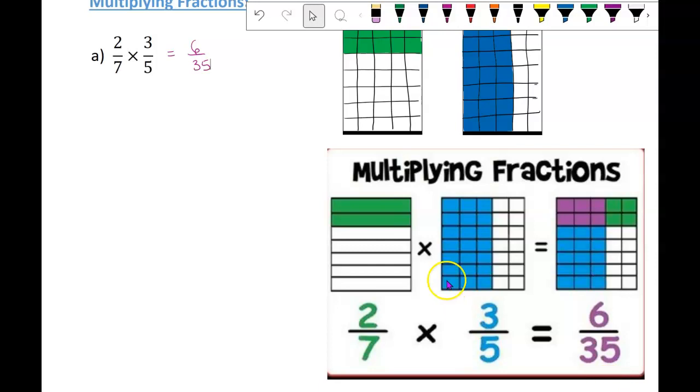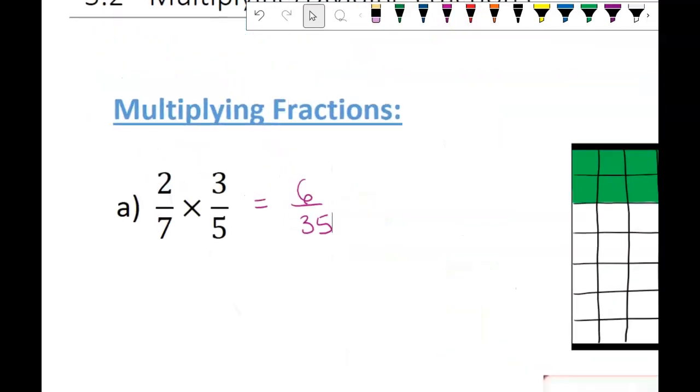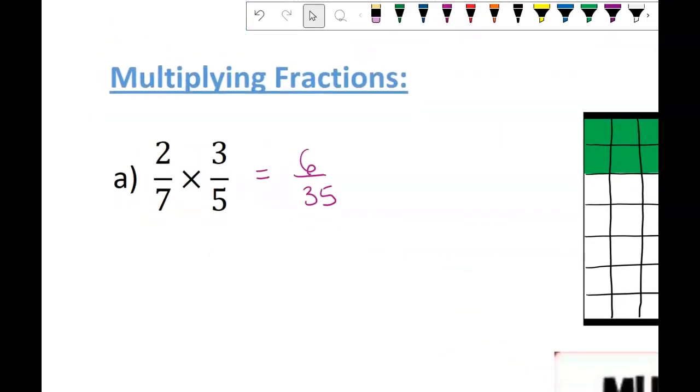But we don't want to always have to draw these squares out. So there is an algebraic way of getting to the final answer of 6/35. What we can do is look at the actual question itself and look at the numbers. As you can see, to get to the final answer, the numerator was 6, and the two previous numerators of the fractions we were using were 2 and 3. So in order to get to the final numerator, we're just multiplying across the numerators. And so 2 times 3 would give you 6.